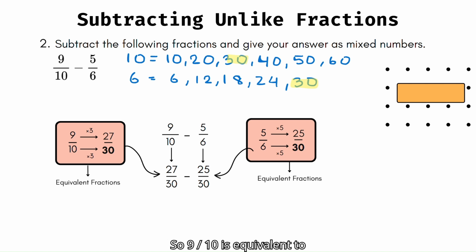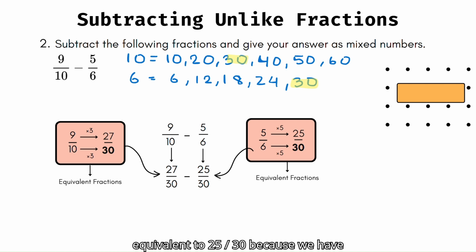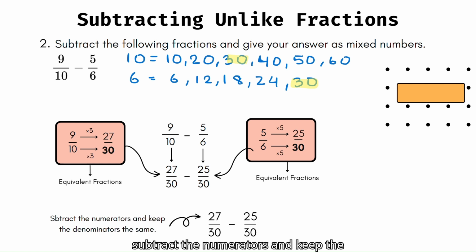So 9 over 10 is equivalent to 27 over 30, and 5 over 6 is equivalent to 25 over 30, because we have multiplied both the numerator and the denominator of the individual fractions by the same number to get the equivalent fractions. Next, we are going to subtract the numerators and keep the denominators the same. So 27 minus 25 is equal to 2, and 30 will stay the same.